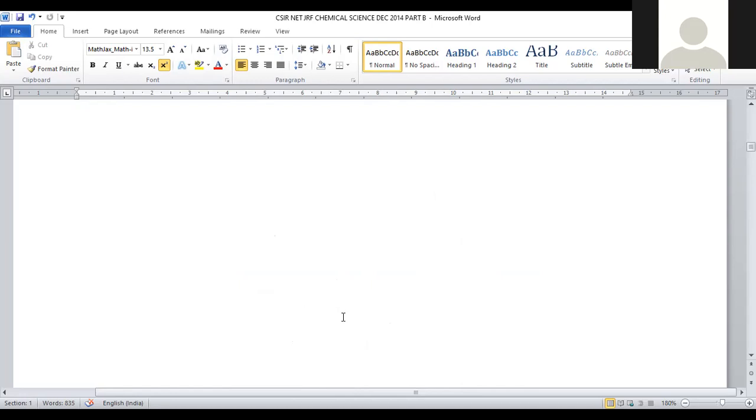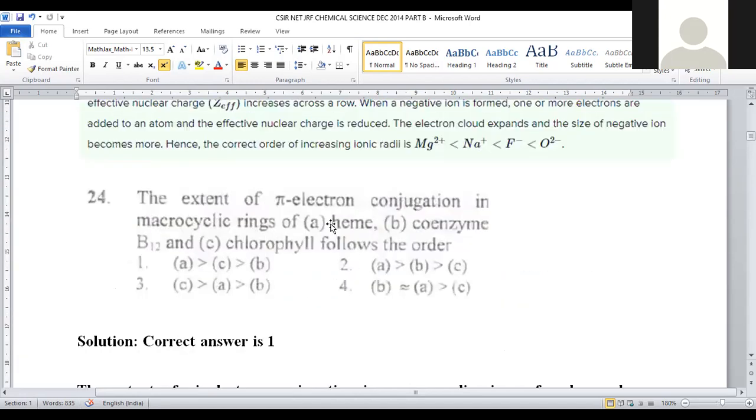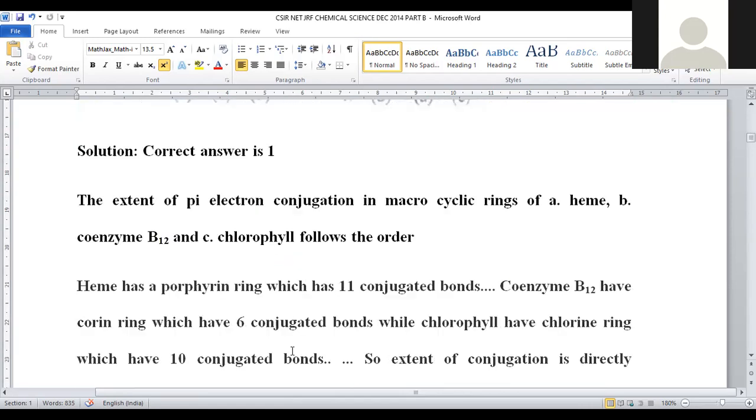Then what will be the order of pi electron conjugation? Where you can find a high number? Obviously for heme. So heme is imparted with A. So A will be the topmost one. And the chlorophyll with the 10 pi electron conjugation will be in second position. So second will be C. And the least will be imparted for cyanocobalamin, being a 6 pi electron conjugated system. Least is imparted for this one. A, C, D is the correct order. That is available in option number 1. For question number 24, option number 1 will be the right answer.